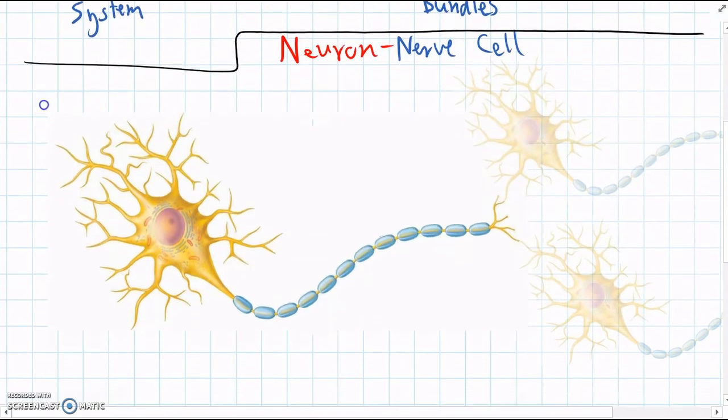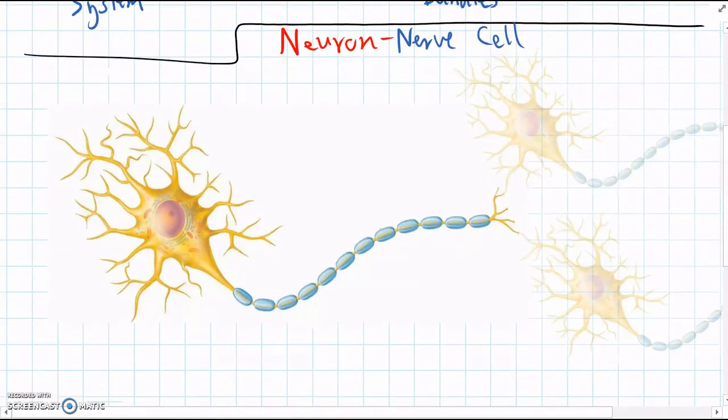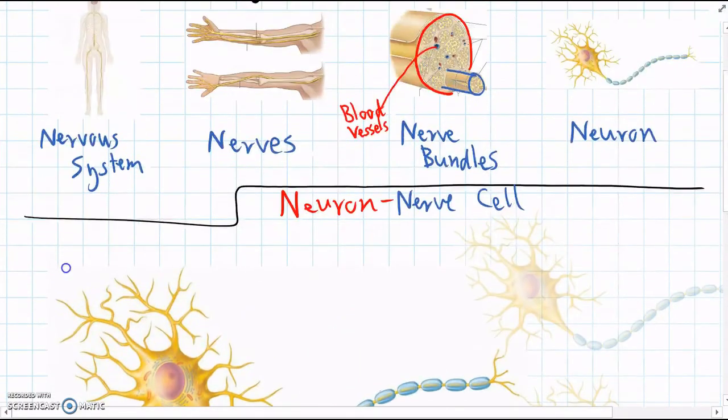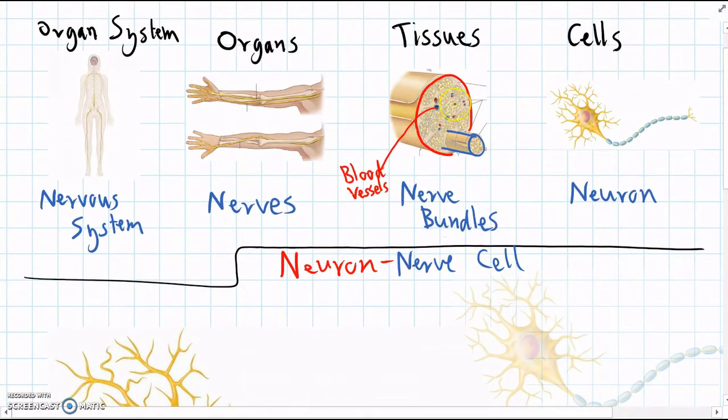So here is a picture of a neuron, and we always want to imagine that there are lots of neurons joined together, end to end. Like we can see here, we've got our main picture here, but it's joined to two more neurons, and they're always joined in one long chain, and that's what makes up these nerve bundles.